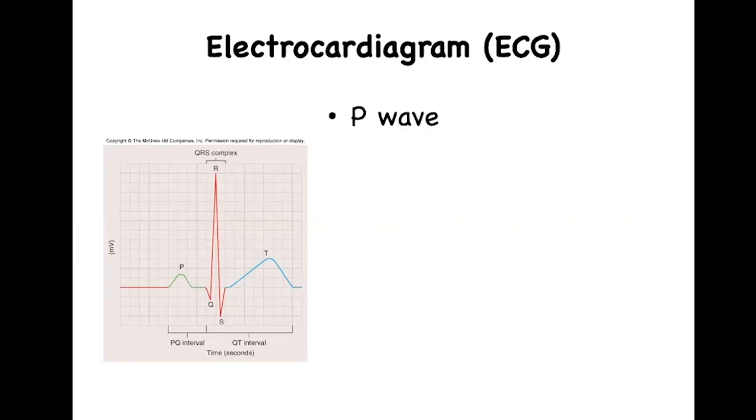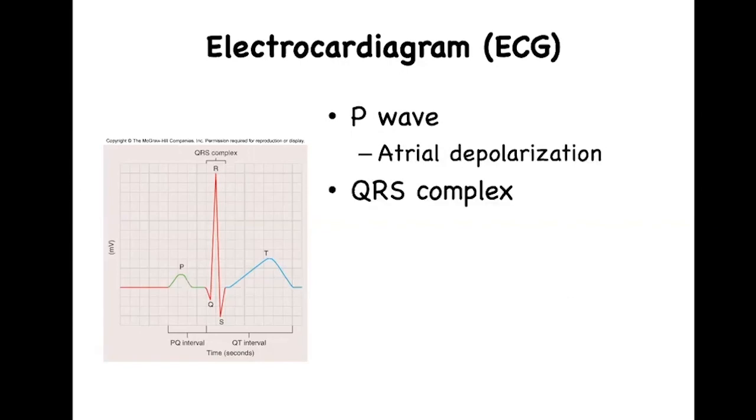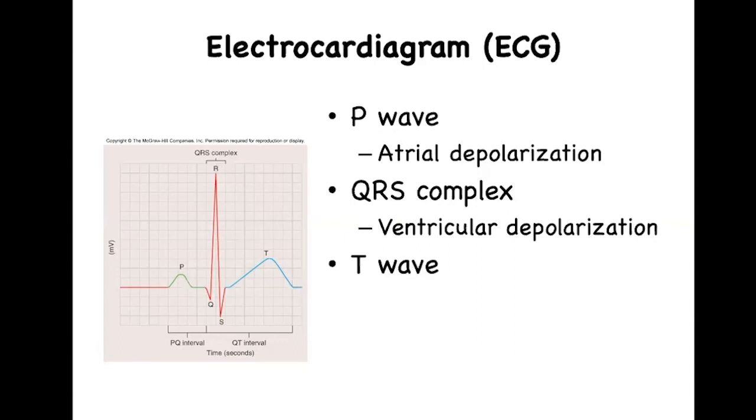So let's look at the different activities in this graph. We're going to begin with the P wave. That's the green wave here. The electrical activity in the heart occurring during the P wave is atrial depolarization. The QRS complex is the reading during ventricular depolarization. And the T wave, the blue line, is the reading during ventricular repolarization.